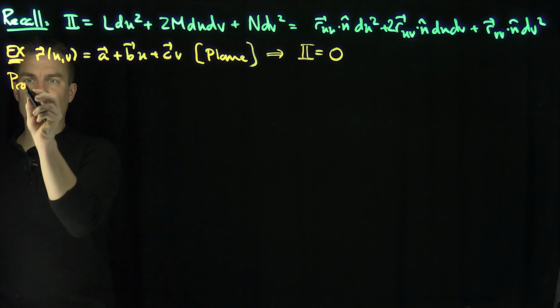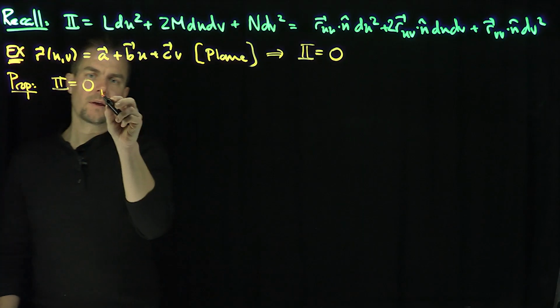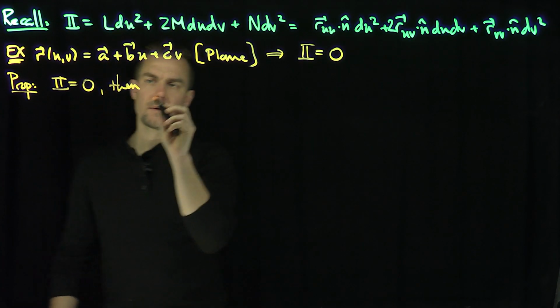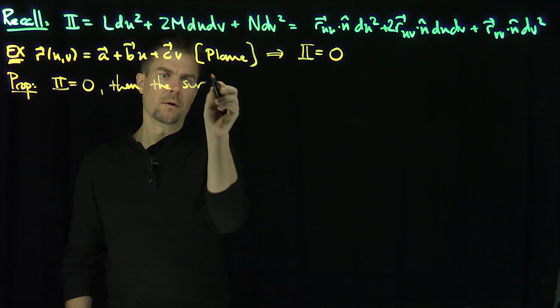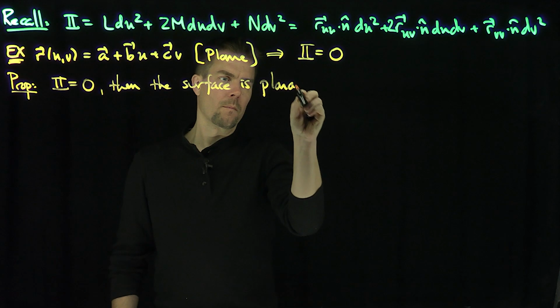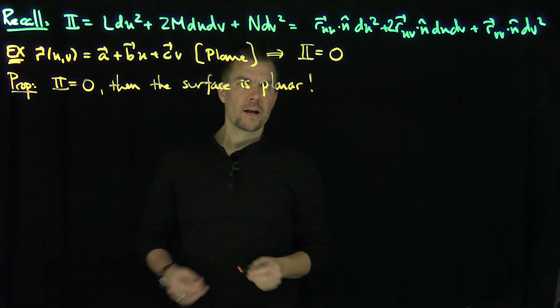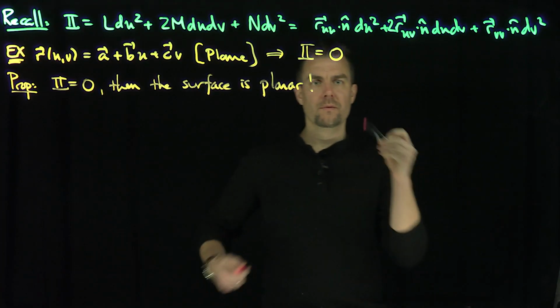And so it's that proposition: if the second fundamental form is equal to 0, then the surface is planar. Okay, how do you prove something like that? It's relatively straightforward. How would you prove this? Proof.